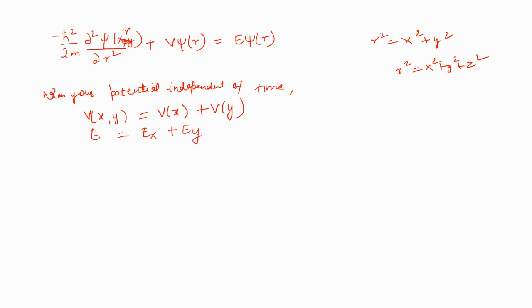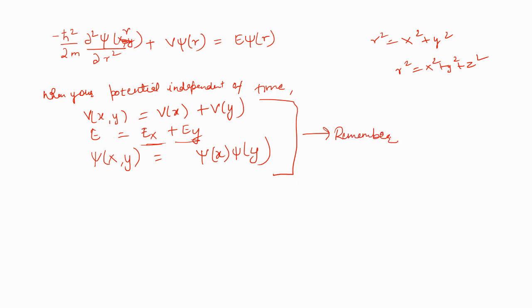Which method will we use to solve this Schrodinger equation in two dimensions? We will use the separation of variables method. When the potential is independent of time, the overall energy can be written as the sum of the individual axis energies, and the wave function is the product of the individual wave functions. You should keep this in mind. This is very important. Now apply the same thing here.